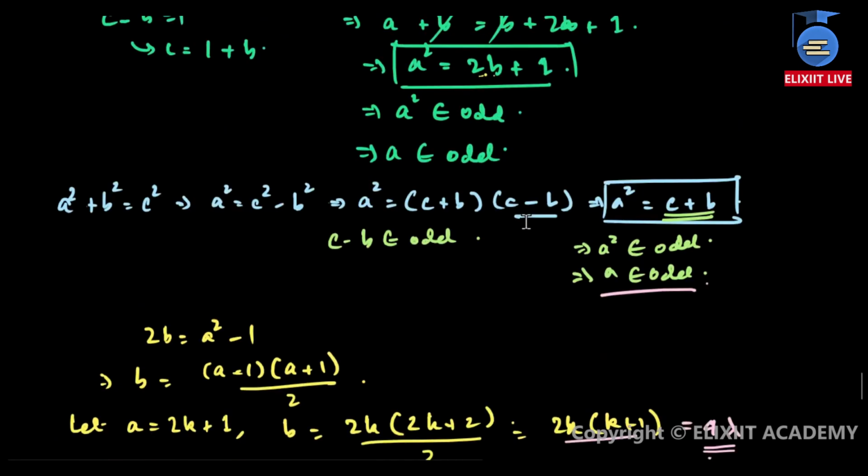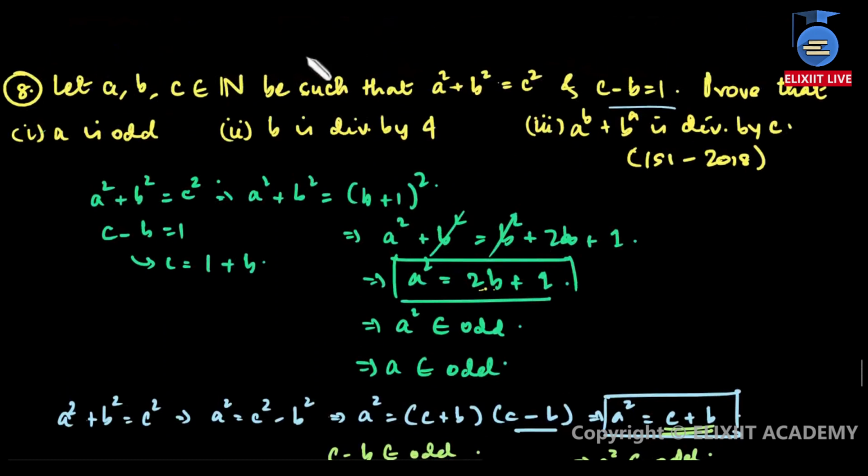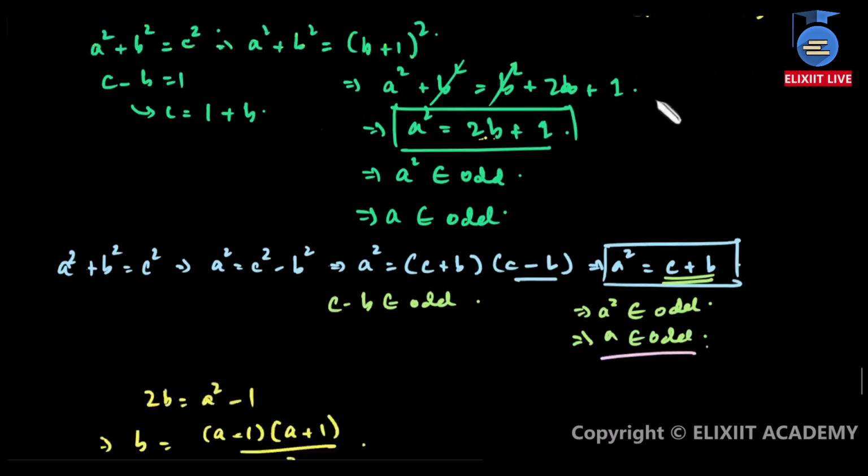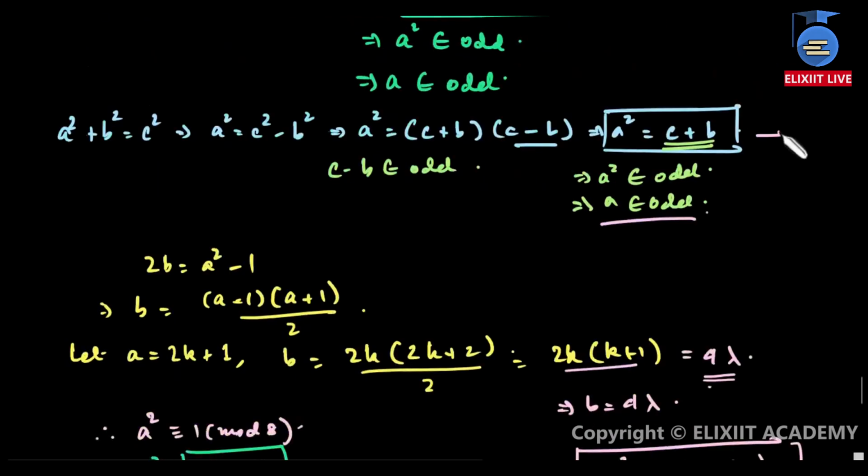Now what can we derive from here? Definitely we can derive something, reason being what is given. Observe what is given. A square is given, right? Any relation for a square is given along with the relation c minus b is equal to 1. Meaning ultimately, this relation is given: a square is c plus b.